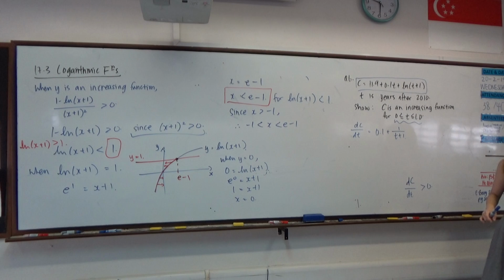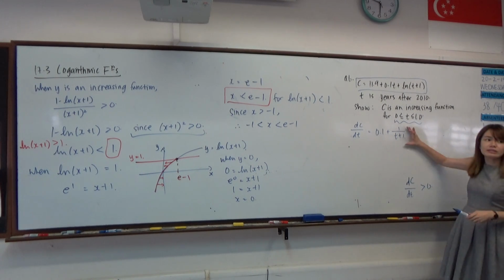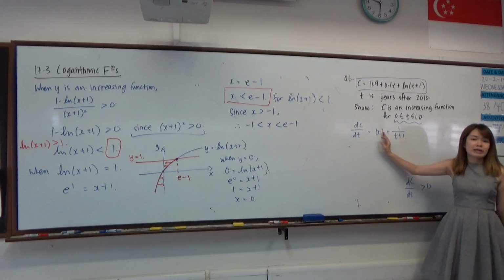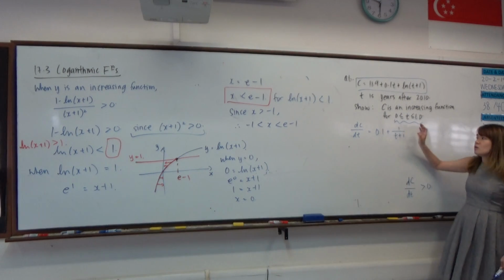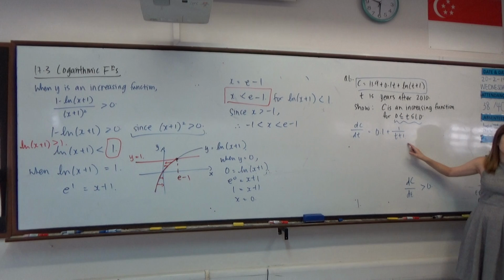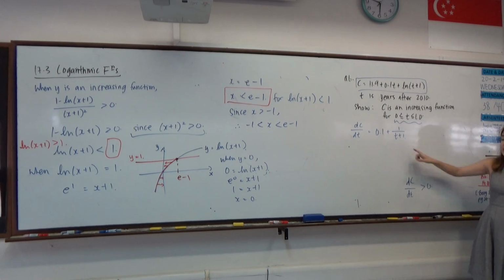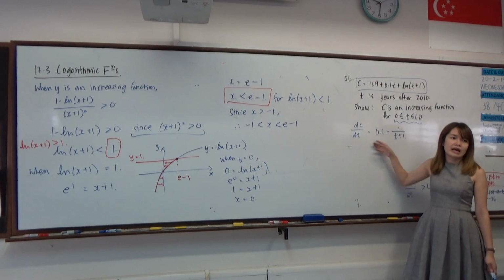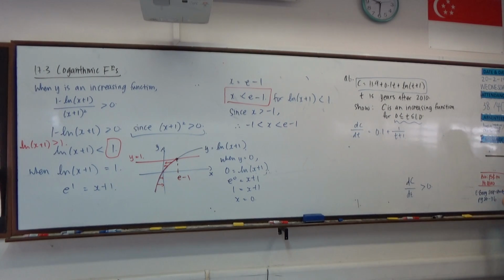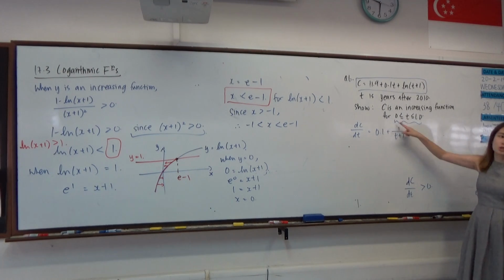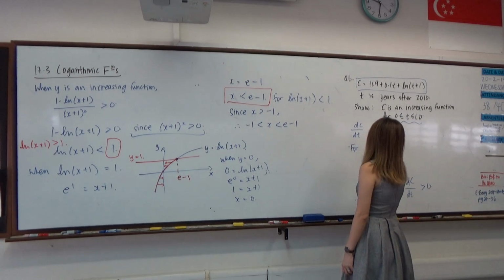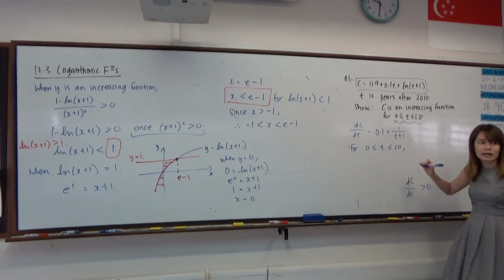Our main objective is to show that this is going to be more than 0. 0.1 is a positive number. We will expect that this value over here is positive as well, so that it can be more than 0. If it's going to be negative, then likely your entire expression might go towards negative. So how do we go about building that? To show that this part is going to be more than 0, we will make use of the inequality given to us.